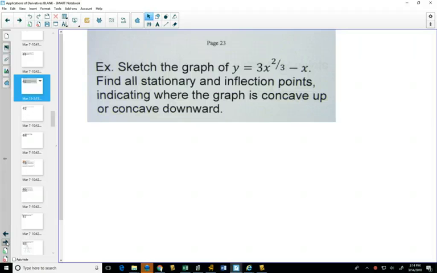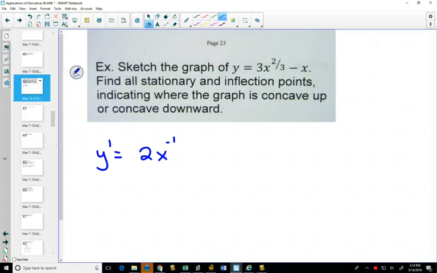This example I included because it's a little bit different. It's a little bit different because when you start off, again, we're going to find all stationary points and inflection points. What we've been doing all the way along is starting with our derivative. It's going to be bring the 2/3 out in front, which gives you 2/3 x to the -1/3 minus 1. There's our first derivative. Setting our first derivative equal to 0, I'm going to change that -1/3 to a cube root of x on the bottom.